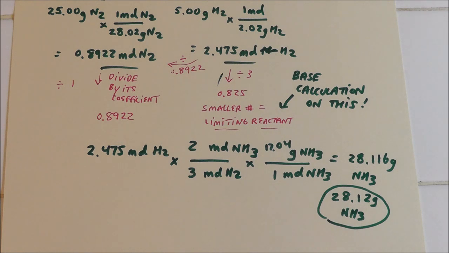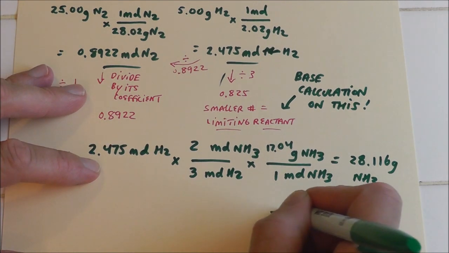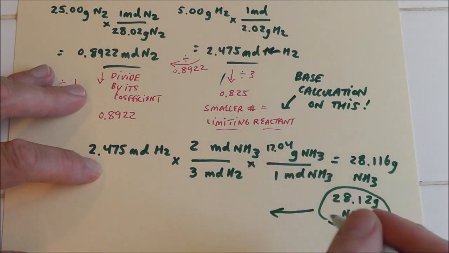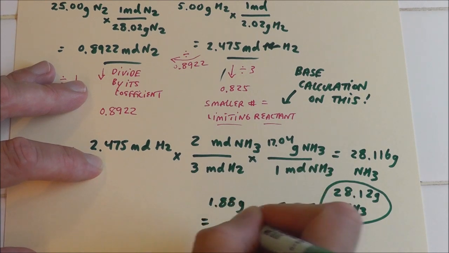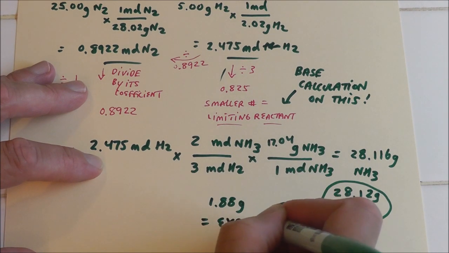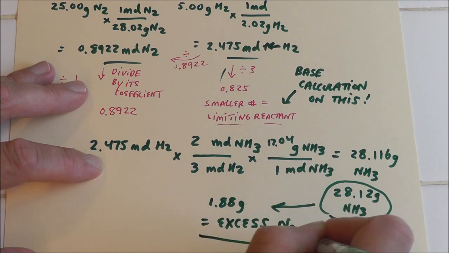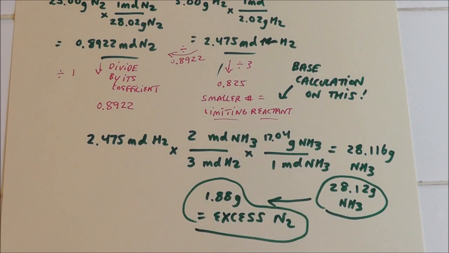Like, we started with 30 grams, where'd the extra 1.88 grams go? That was the excess reactant. It's going to sit there and do nothing, just like hot dog buns that don't have any more hot dogs. You have to feed them to the squirrels. Except don't feed nitrogen to squirrels. That's, you know, not in pure form. That would not be nice.